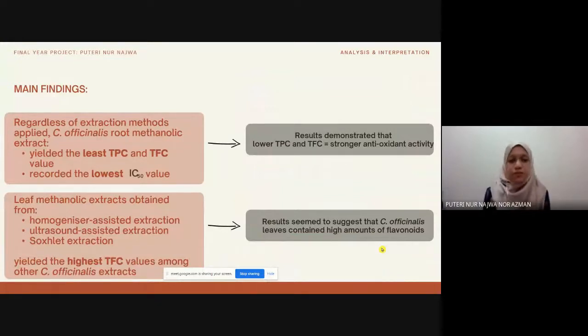Besides that, the leaf methanolic extracts obtained from these 3 extraction methods yielded the highest TFC values among other C. officinalis extracts, which seems to suggest that the leaves of C. officinalis contain high amounts of flavonoids.